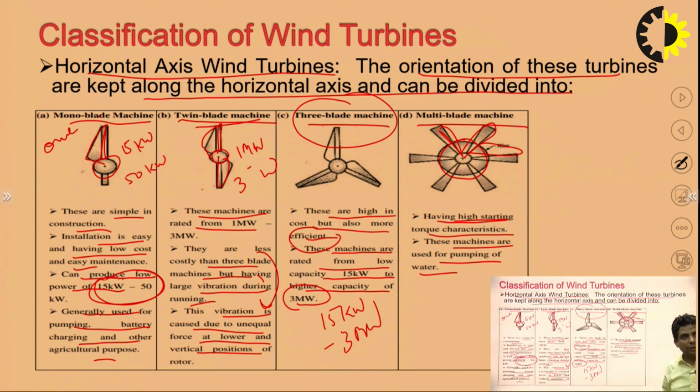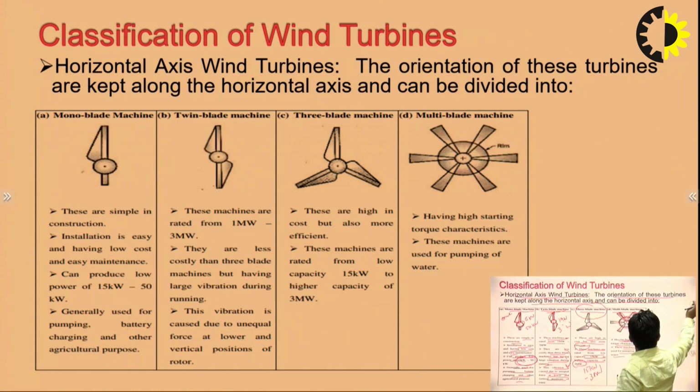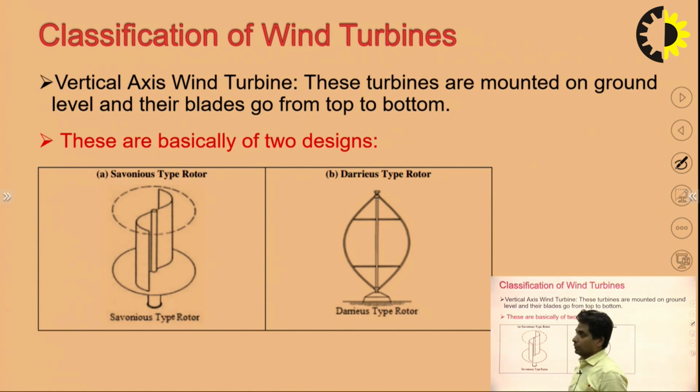Now we move to the classification of vertical axis wind turbines. These turbines are mounted on the ground level and their blades go from top to bottom. What we have seen in the horizontal is that we can mount it on the top, on the pillar or you can say the tower. At the tower top we can mount the blades, and the generator and the gearbox can be mounted on the top side.